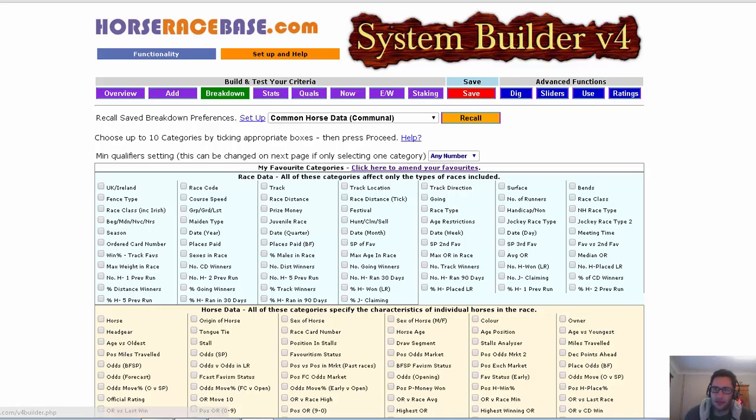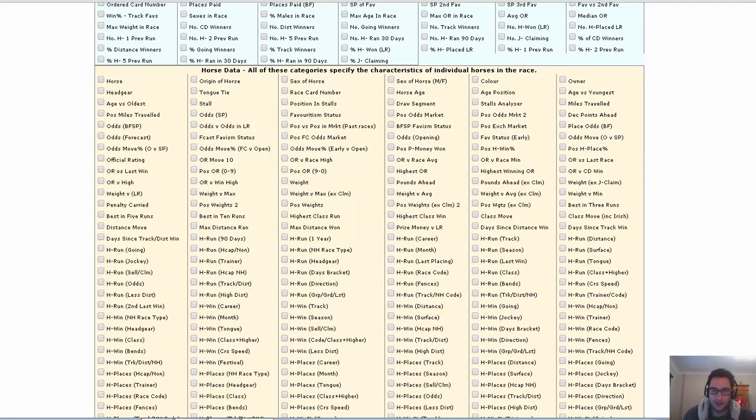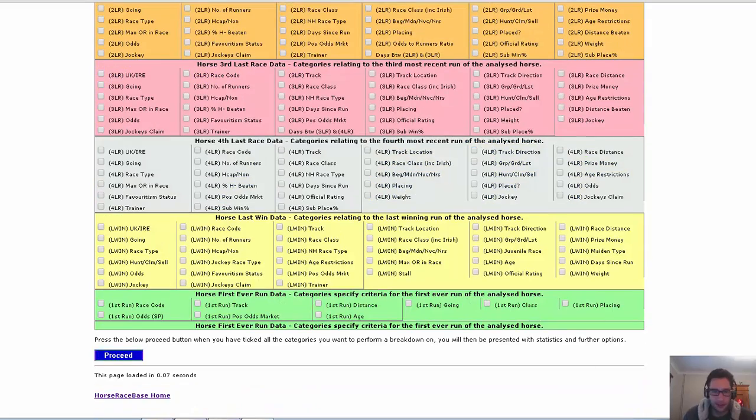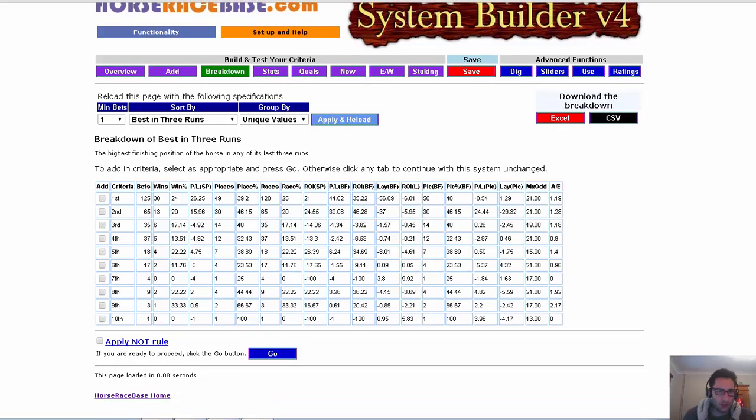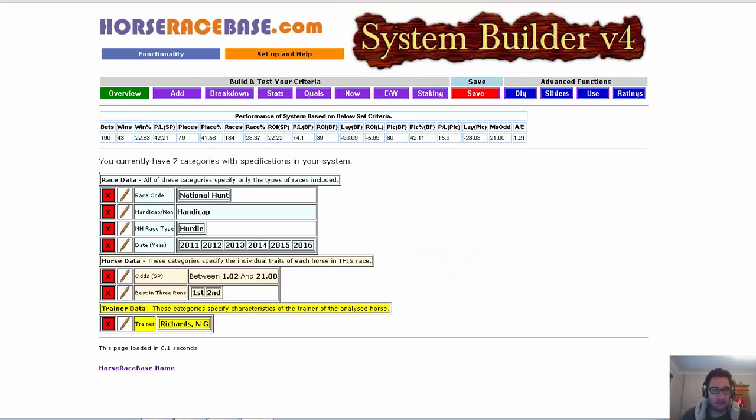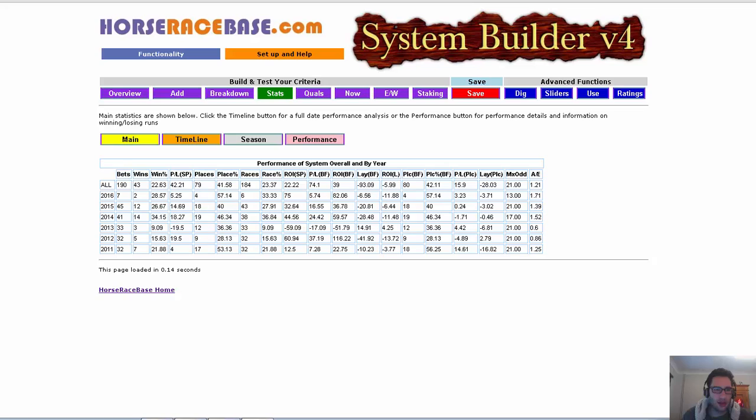When I'm profiling a race, I look at best in 3 runs, just to see if the horses historically for that race need to be in form. Well, there's no reason why that can't be done for a trainer. Those that have shown form, so those that have been first or second in at least one of their last 3 starts, they do alright. So Nicky Richards handicap hurdlers in form have a pretty decent record, though we've found some better micro angles in terms of making profit and strike rate.